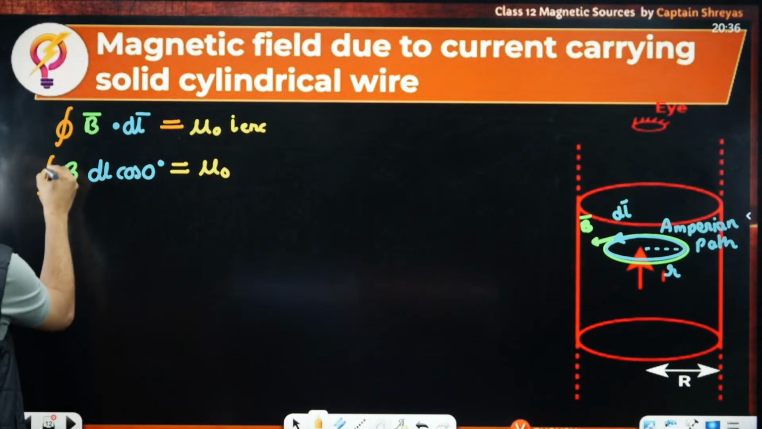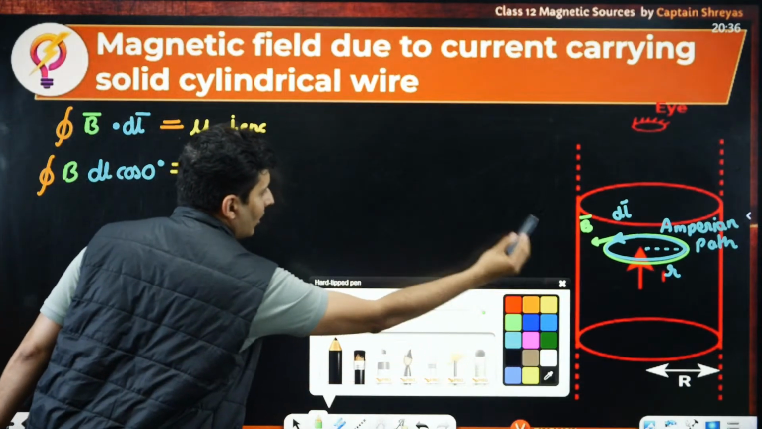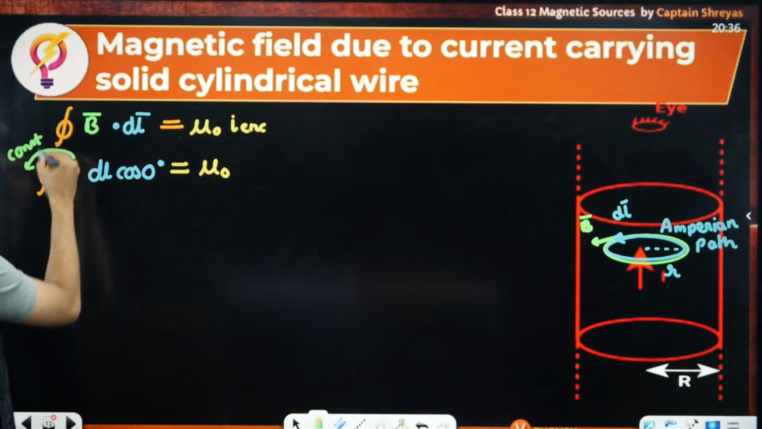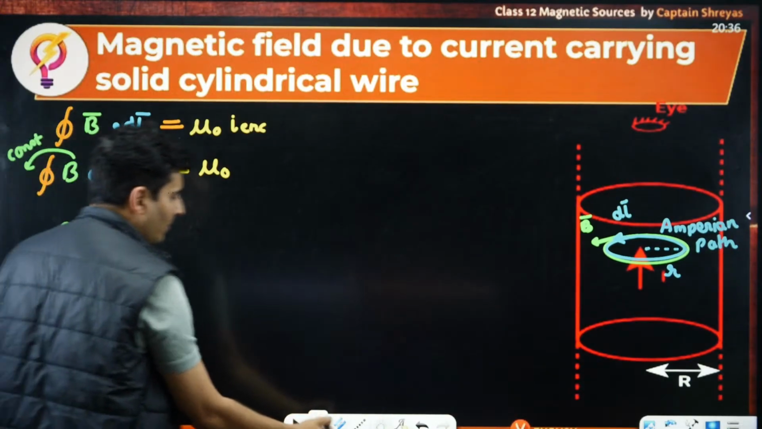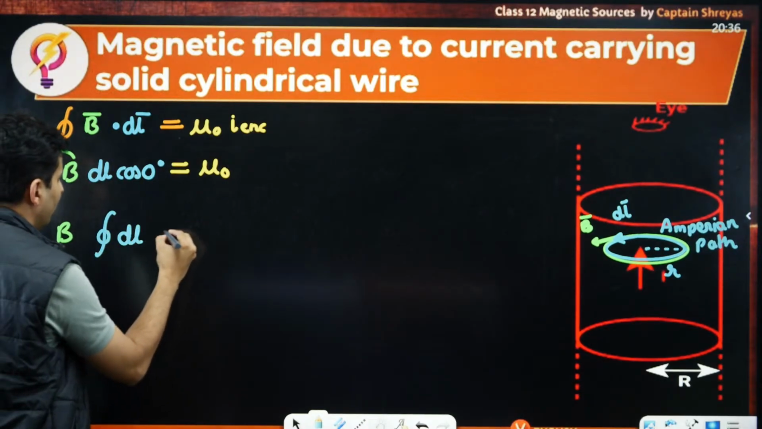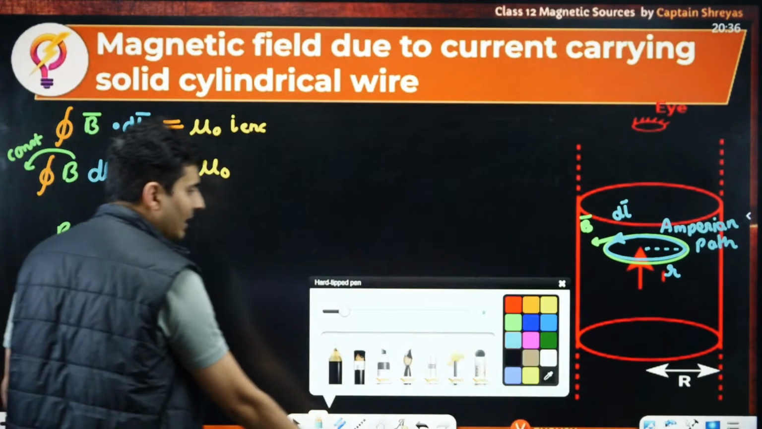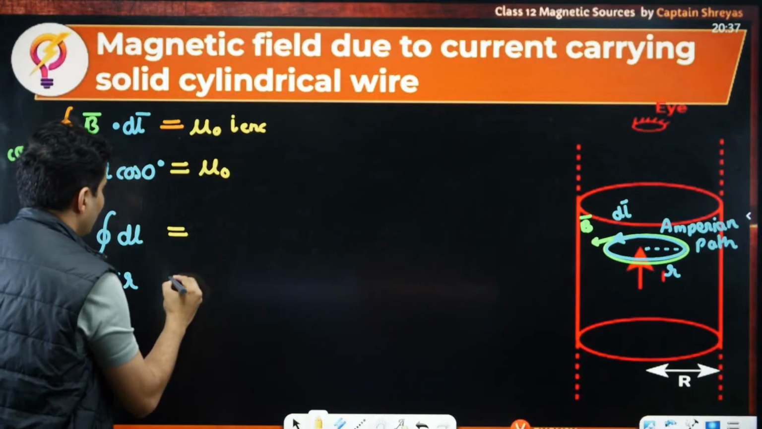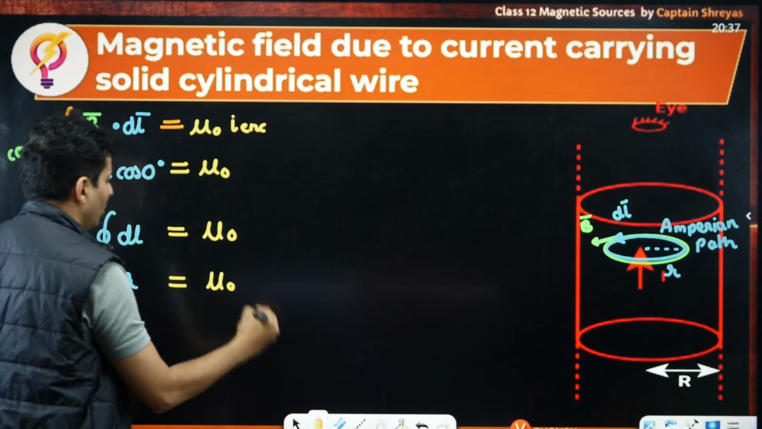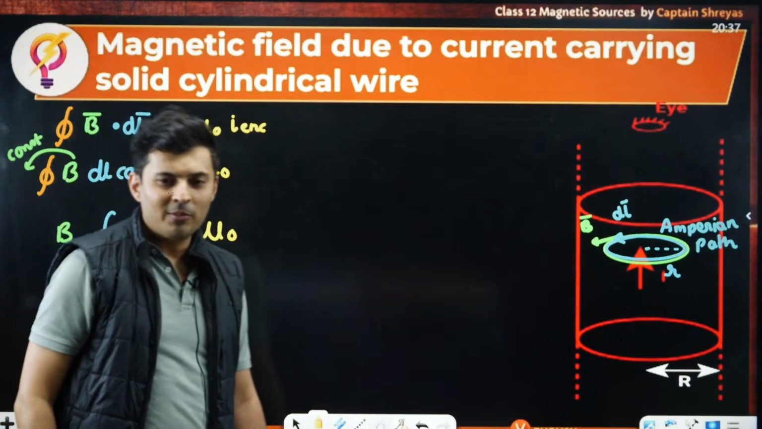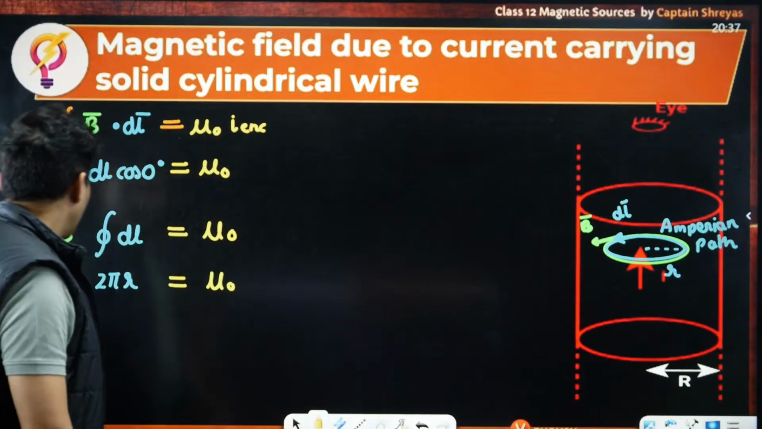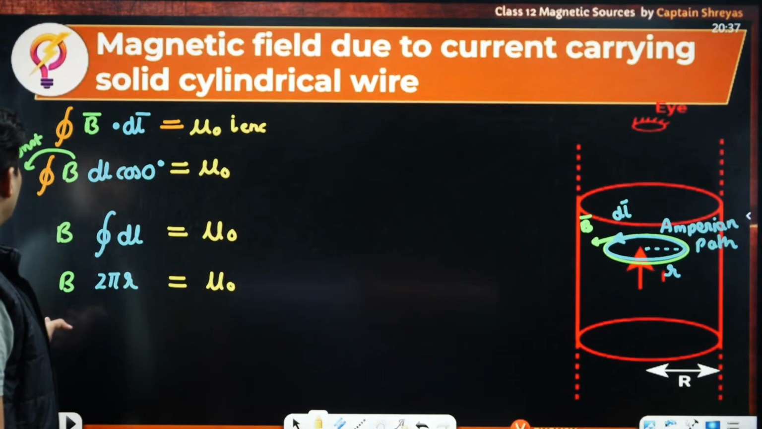And again, magnetic field is a constant along that loop. So being a constant, I can bring it outside the integration, and over here I'm just left with integration of dl. Sir, what is the integration of dl? But sir, you are deliberately not writing the right hand side. I think I know why. Do you really know why I'm not writing the right hand side? Is that phi variable? Where is that phi? I can't see the phi.